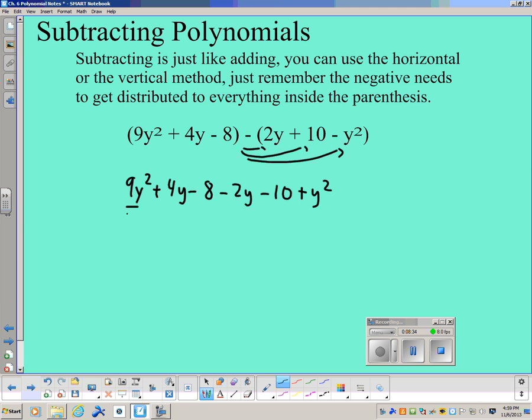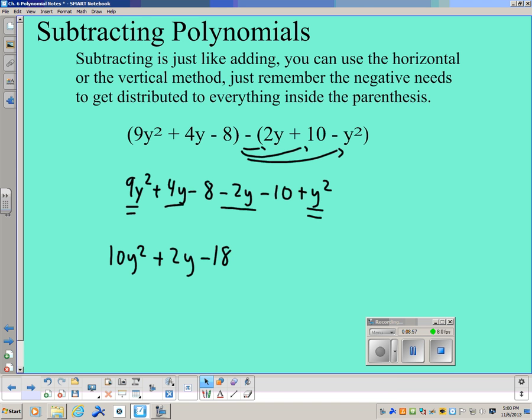So I've got 9y squared plus 1y squared gives me 10y squared. I've got plus 4y minus 2y gives me a plus 2y. And then I've got negative 8 minus 10 gives me a minus 18. So there it is using the horizontal method.